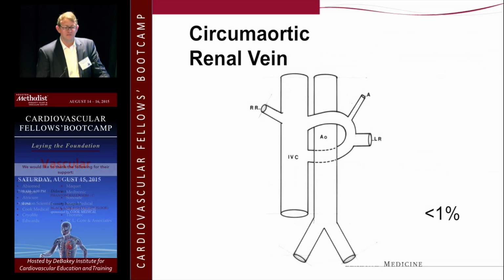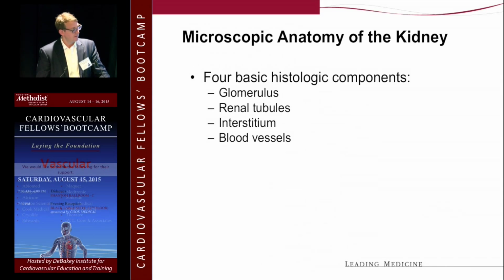Circumaortic renal vein is another. Less than 1% of the population has a bifid system that surrounds the aorta. So here's the real interesting stuff, the microscopic anatomy of the kidney.